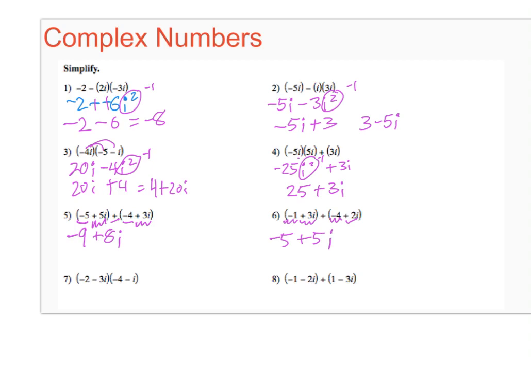For number 7, we've got multiplication, so we've got to do some distribution. We got positive 8 plus 2i plus 12i, and then plus 3i squared. Reminder that that's negative 1. So when I combine like terms, I've got 14i for my i pieces, and then this becomes negative 3. 8 plus negative 3 is 5. For the next one, I'm adding again. 1 and negative 1 is 0. Negative 2i and negative 3i, that's going to be negative 5i, and that's it.